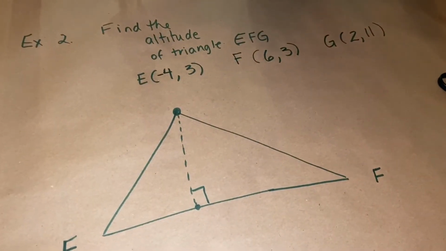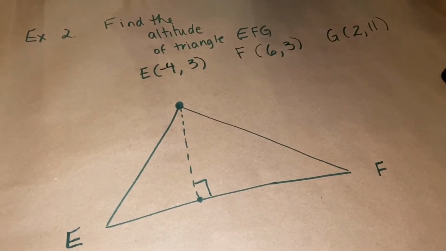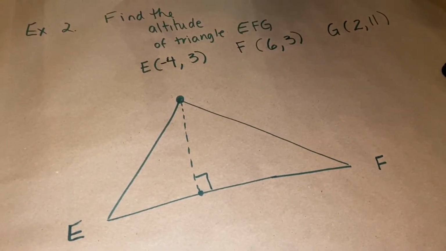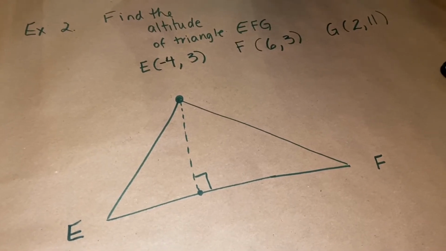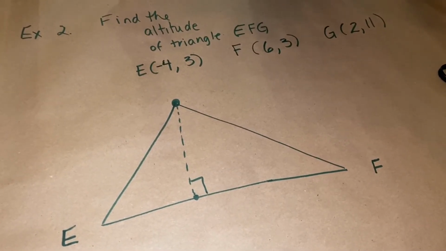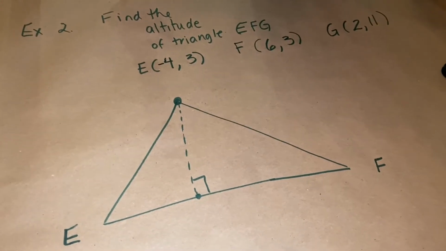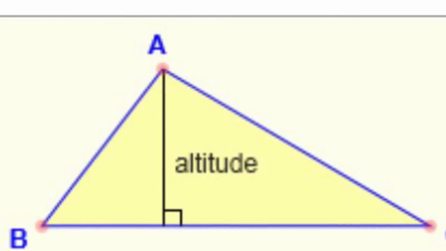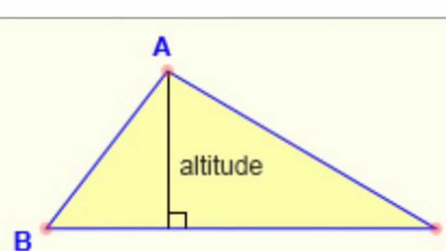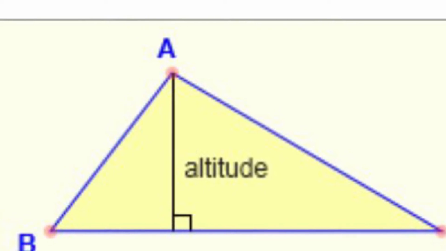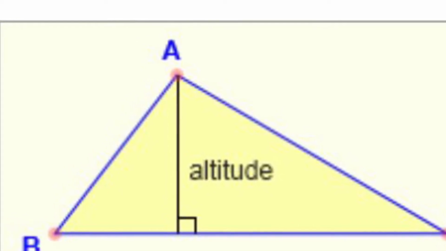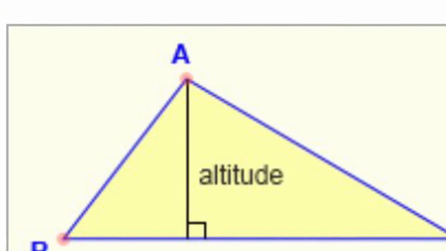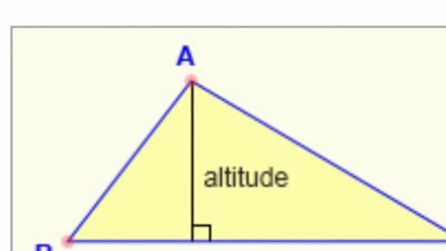For our second example, we want to find the altitude of triangle EFG, where E is negative 4, 3, F is 6, 3, and G is 2, 11. So we want to find the altitude. What does altitude mean? Here is a picture of triangle ABC, and we can see that the altitude is simply the height of the triangle. So in this example that we're going to do right now, we want to find the height of triangle EFG.